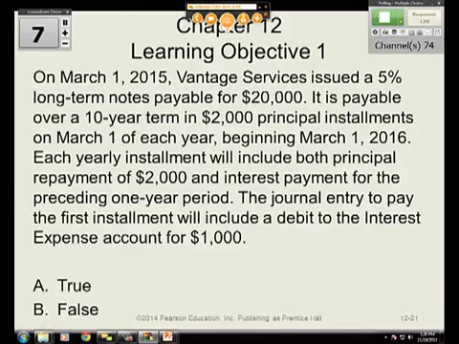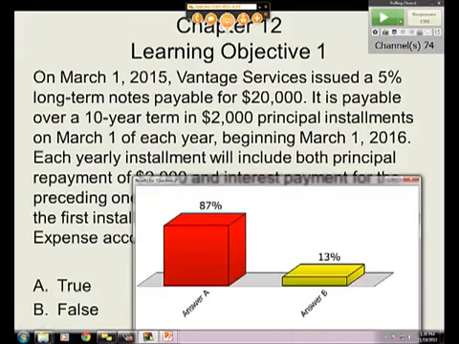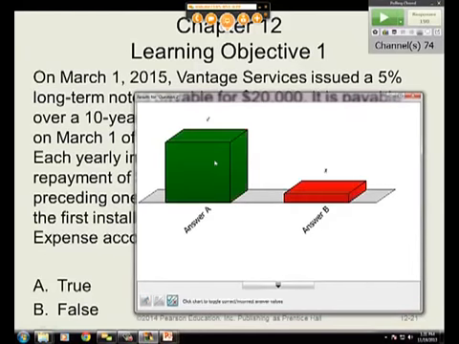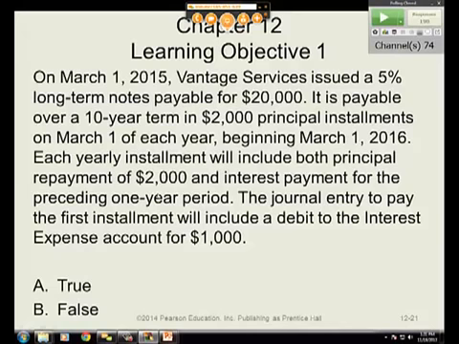Now remember, this is the journal entry to pay the interest, not the year-end accrual. It's to pay the interest. Not true. Yeah, so very simple. It's just simply the 5% on the $20,000 for 1 year.